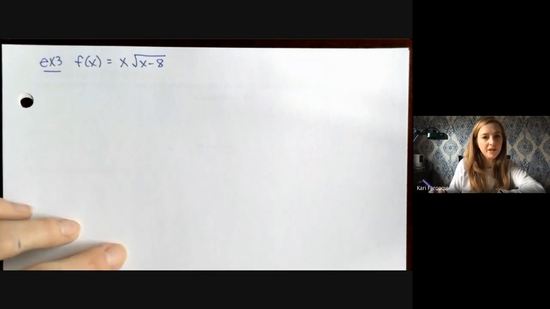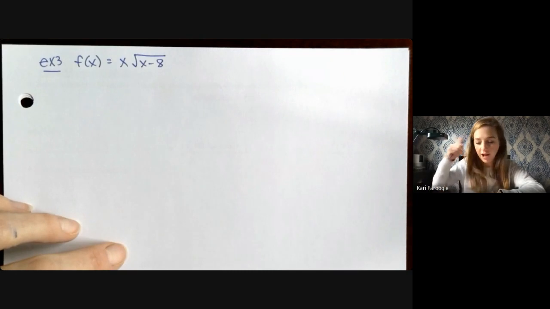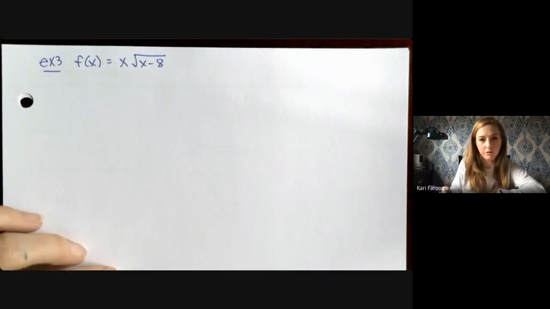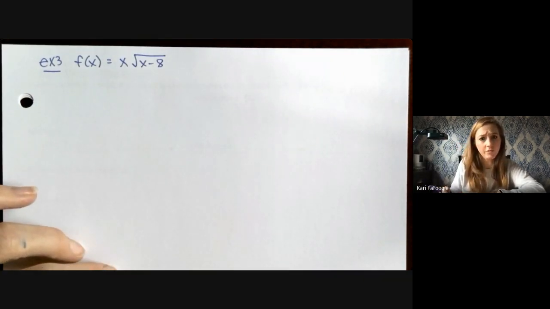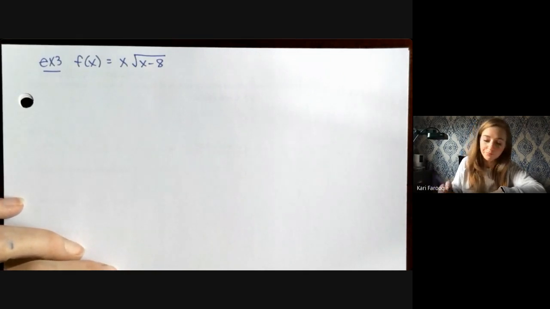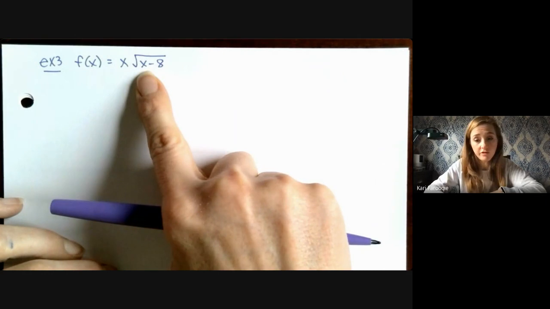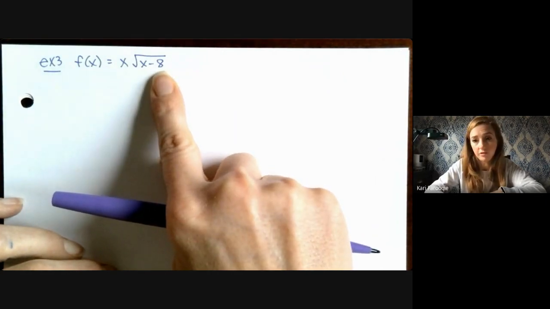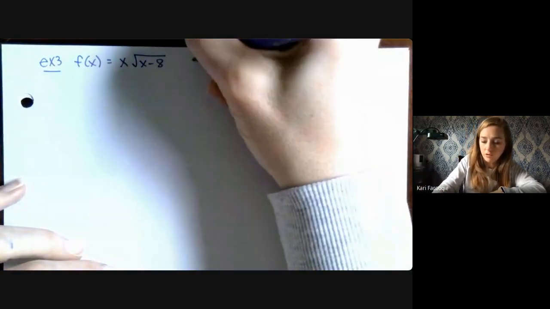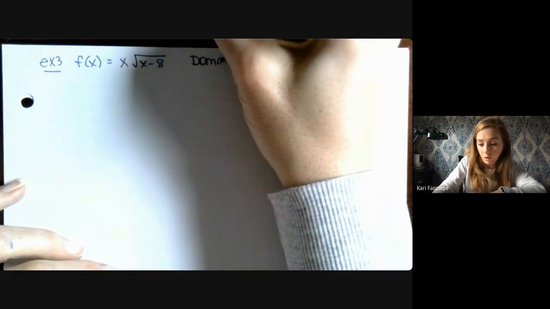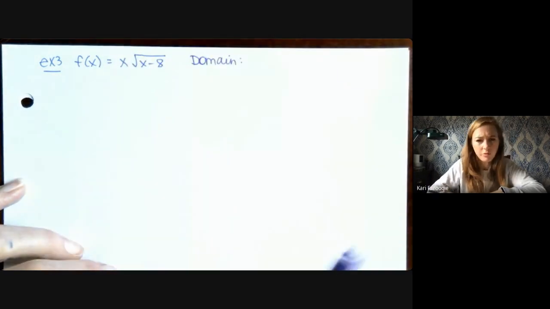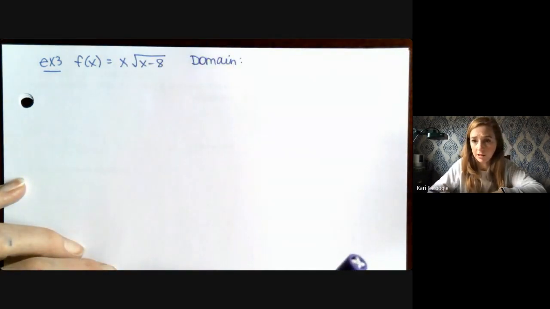Now, maybe you're looking at this and you're automatically thinking back to what you learned about domain. And that's awesome if you are, because we do need to consider the domain of this function. X can't just take on any old value. We need to make sure that what's under the radical is at least greater than or equal to 0. So let's look at the domain first. That's always a good idea because you don't want to be choosing values that aren't in the domain. That will lead to lots of confusion.